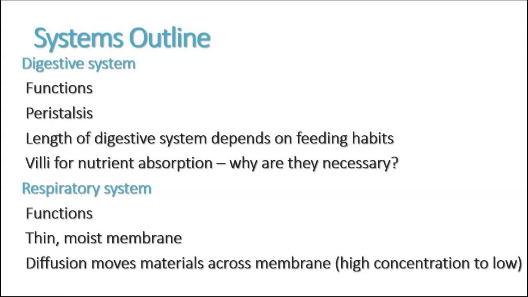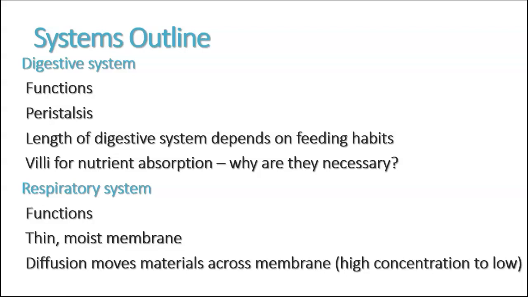carnivore, they generally have a shorter colon, a shorter digestive system altogether, whereas herbivores have a much longer and more complicated digestive system because it's much more difficult to break down plant material, especially the cellulose. Why are the villi necessary? Why are they there? What is the purpose of them? And what do they do for the digestive system?